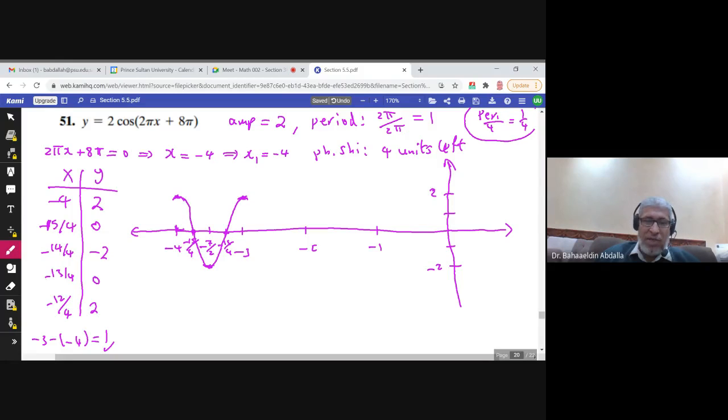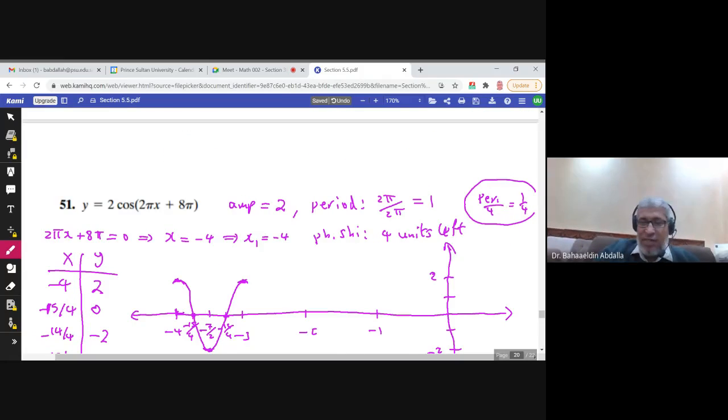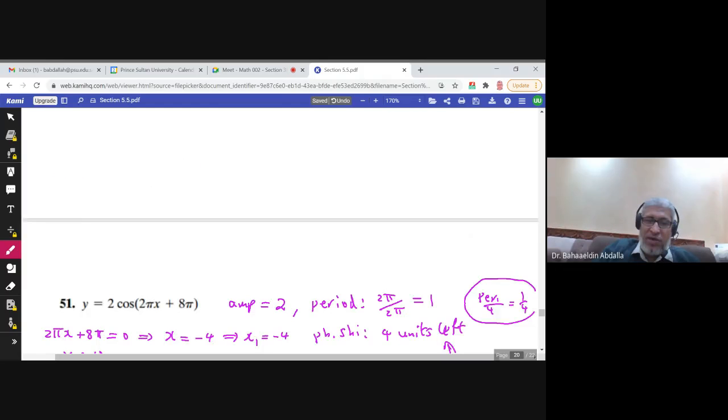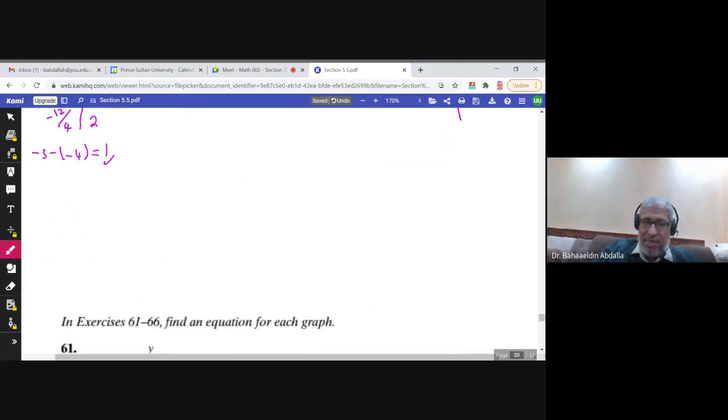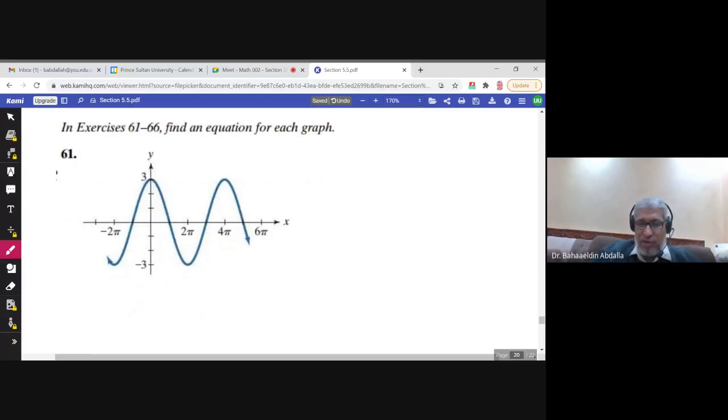So any cosine will have the same graph, but these 5 values of x will be different, and the range would be different. But at the end, you will have this graph if you are graphing positive cosine, and it would be reflected about the x-axis if you are graphing negative cosine.